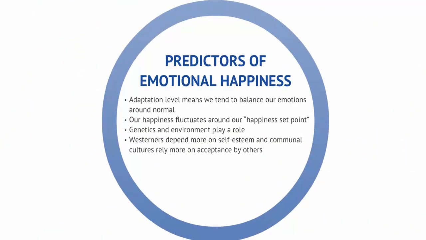Generally, our predictors for emotional happiness are when our adaptation level means we tend to balance our emotions around normal, or our happiness fluctuates around our happiness set point. Both genetics and environment play a role here, so we can never get away from that nature-nurture discussion in psychology.